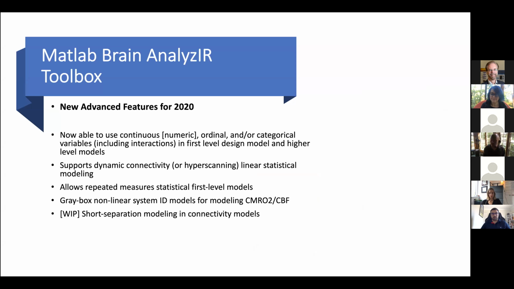And finally, a work in progress, we've started to try to look at the comparison of different methods for incorporating short separation into functional connectivity estimates, and kind of the best way to do that, which looks like it's a little bit different than how you deal with it as a GLM task-based.